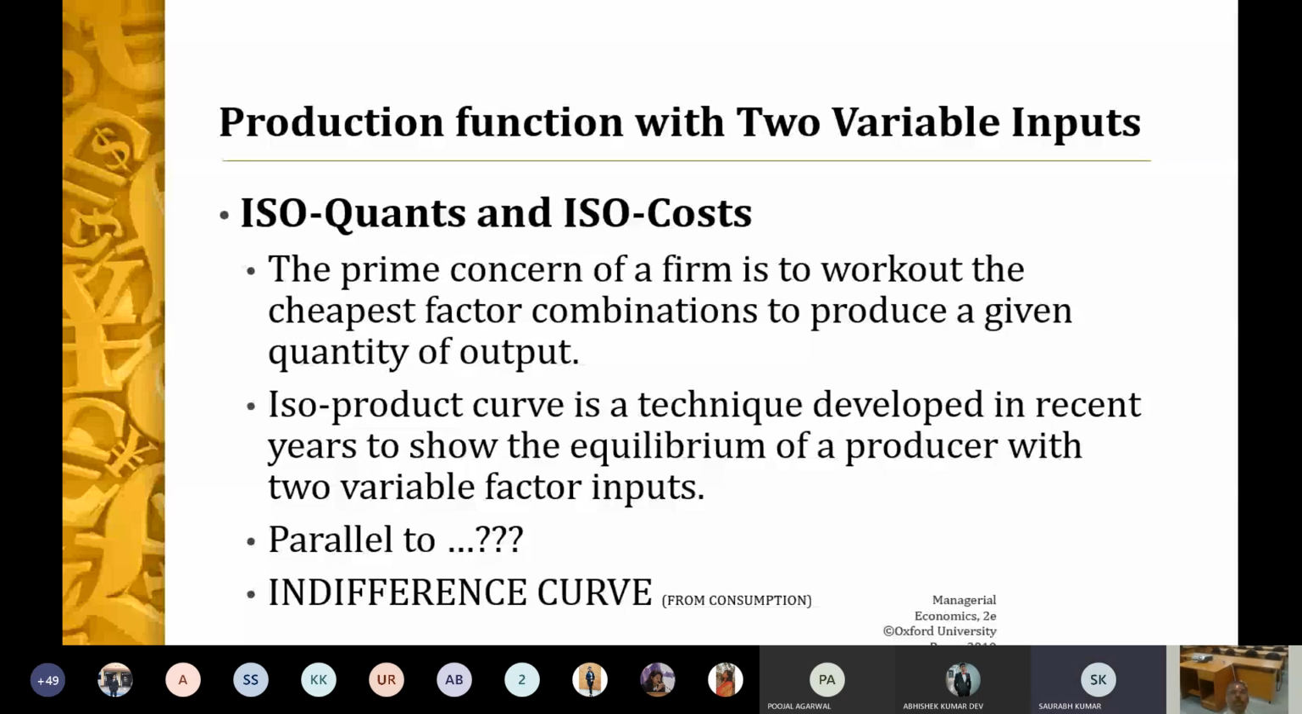So this technique is developed in recent years to show the equilibrium of the producer with two variable inputs. At the end of the day, we have already seen consumer's equilibrium. We'll now see producer's equilibrium. If we look at it properly, isoquants are very similar to indifference curves.